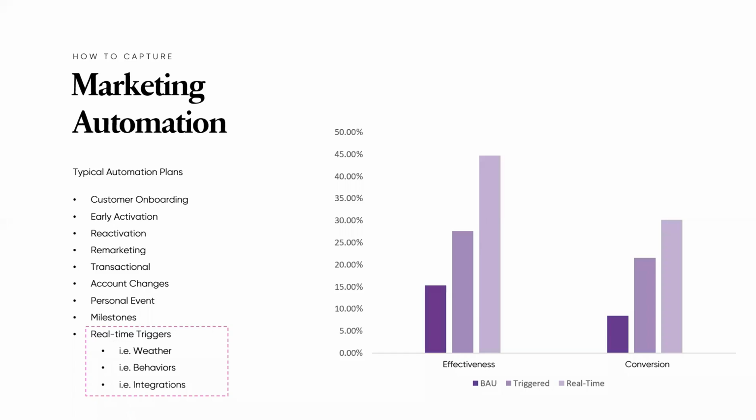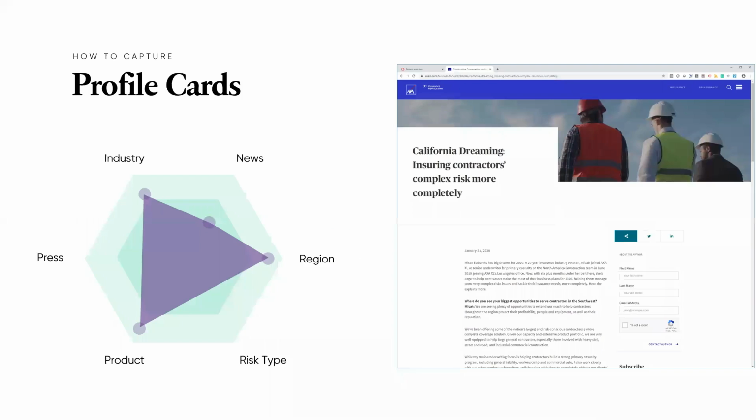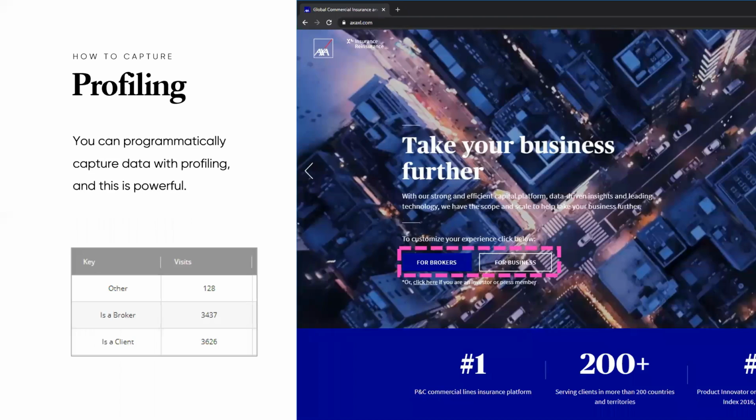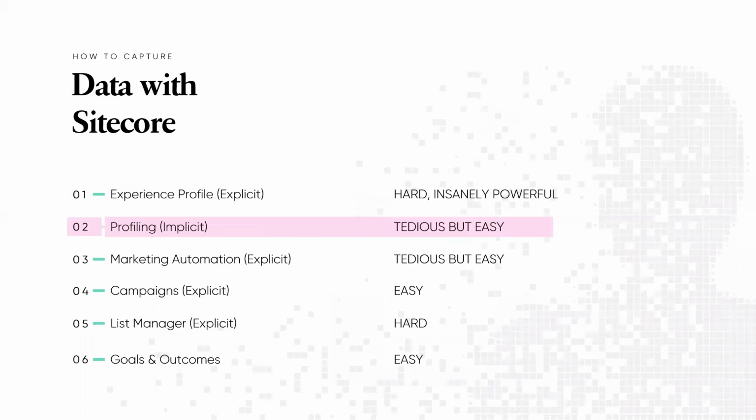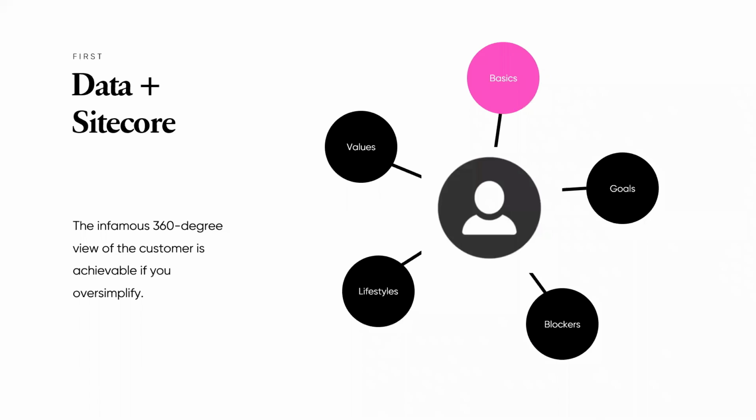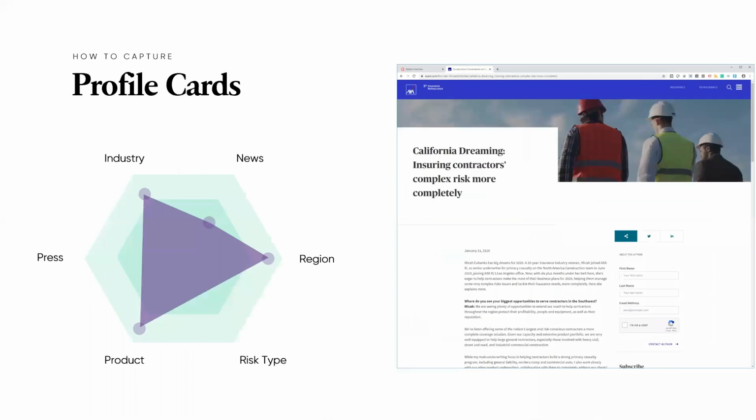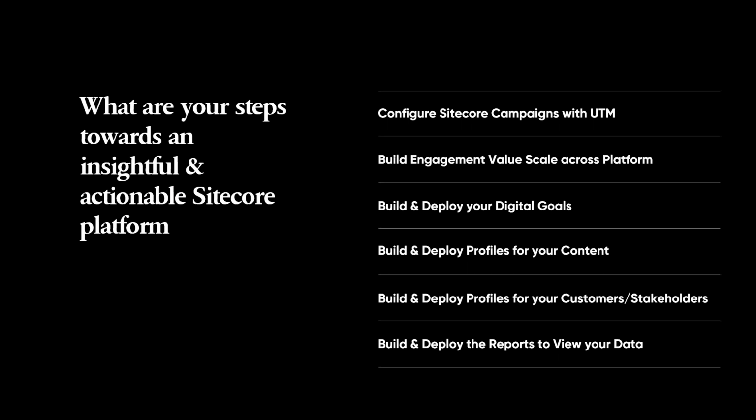And then build and deploy those profiles for your content, and do so at the customer stakeholder level. What I mean by that is, over here I have a profile card that I'm doing at the content level. I'm giving content data, I don't know, lifestyle or value or goals or blockers around this content. But I can also define profiling around an individual, like we talked about before, this 360-degree view: basics, goals, blockers, lifestyles, and values. And then lastly, build and deploy the reports to view your data.